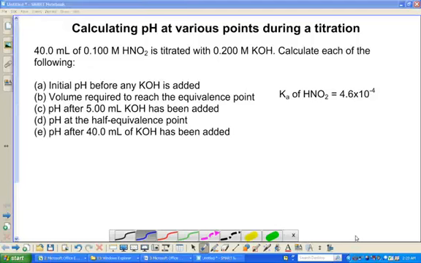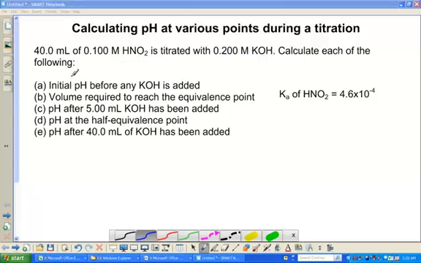Alright, so what I want to talk about in this video is how to calculate the pH of the solution that you're forming during a titration at several different points. Let's have a look at a particular example here. Let's say we have 40 mL of 0.1 molar HNO2. This is nitrous acid, a weak acid, titrated with 0.2 molar KOH, a strong base.